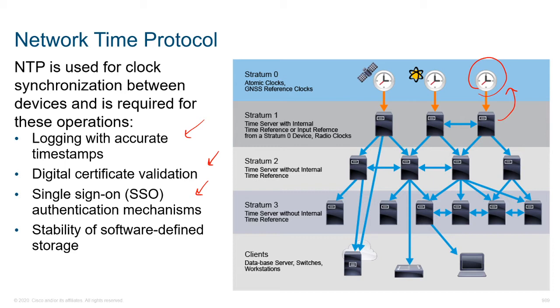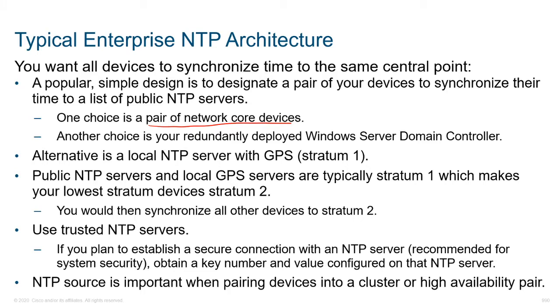Keep in mind, every hop that we are away from stratum 0, being the most trusted, we are either a stratum of 1 if we're 1 hop away, or stratum of 2 if we're 2 hops away, and so forth. So we'll be able to verify that with our show NTP associations and things like that.